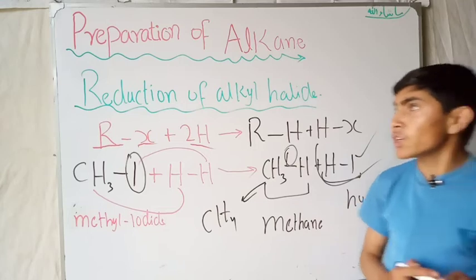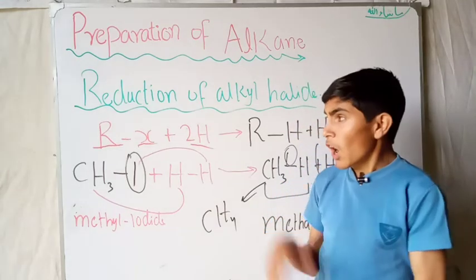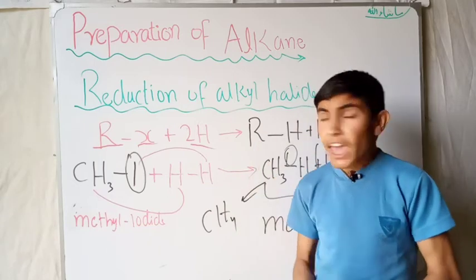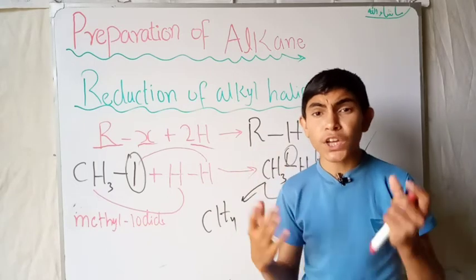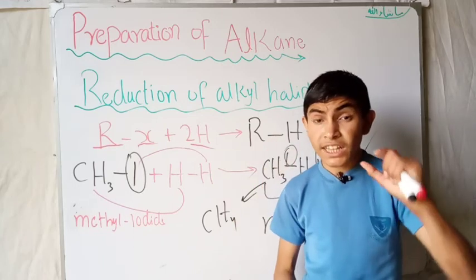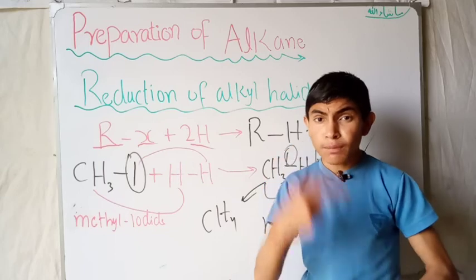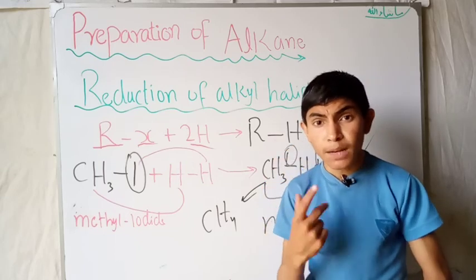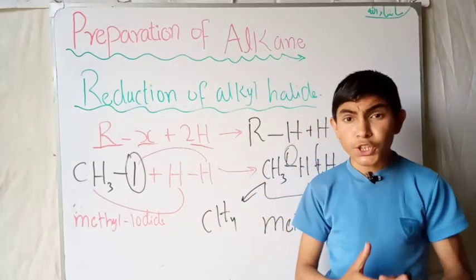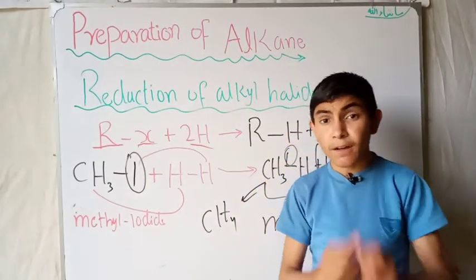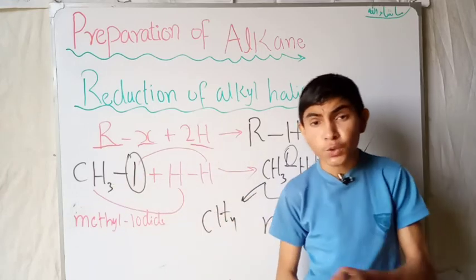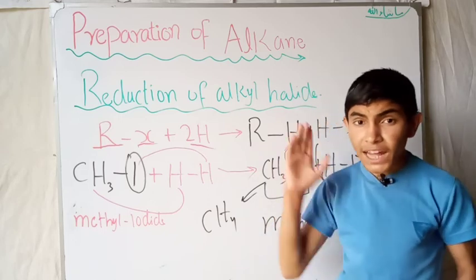So this was about the preparation of alkane, that is how alkanes are formed. Alkanes are formed by 2 reactions, addition reaction and reduction reaction. In addition, we add hydrogen atoms to the formula, which converts the double bond and triple bond into a single bond, and lastly gives us alkane. By the reduction reaction, we remove the halide from the alkyl group, and then add hydrogen to it and give us the pure alkane.